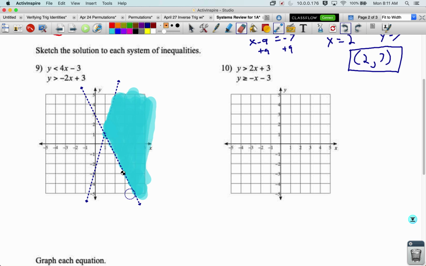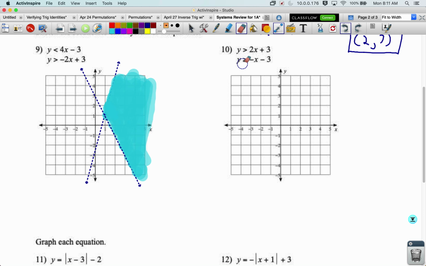All right, so that means that any point in this region is going to make both of these inequalities true. Any point exactly along the line will not do that. That's why they're dotted. All right, so try number 10, but watch out, there is the or equal to, so one of these will be dotted, one of these will be solid.